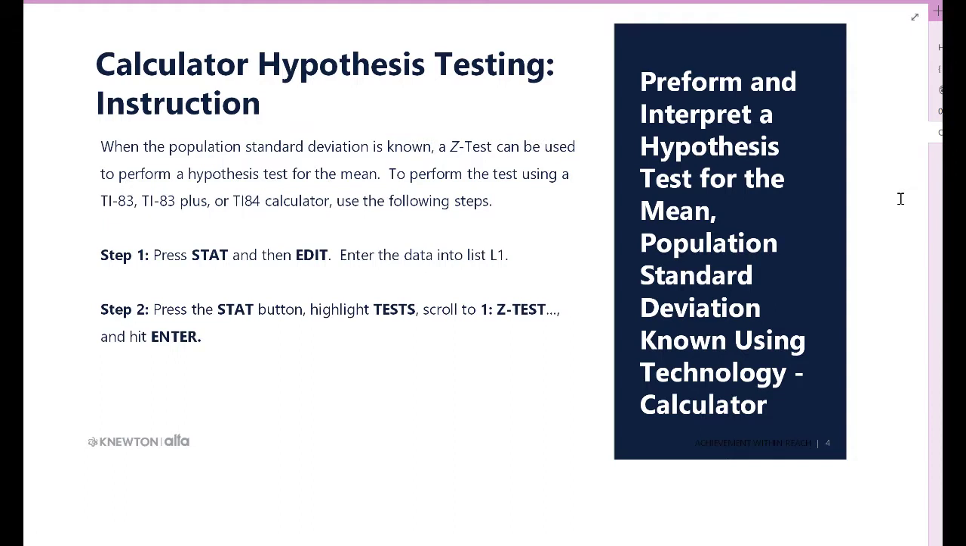Whenever we know the population standard deviation, we are going to use something that's called a z-test. As we've been talking about for a little while now, when I know the population standard deviation, it's the z-distribution. When I do not know the population standard deviation, it is the t-distribution. So how do I get to this z-test? Well, I'll show you really quickly in the calculator.